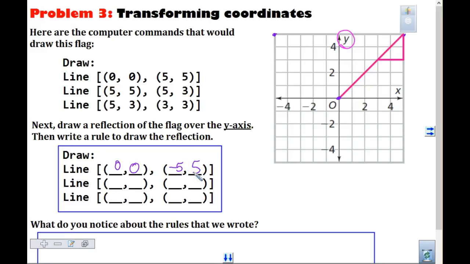Okay? So I now have this part of my flag, right? The flag went down to the point 5, 3. So I have to put this one, these two notice are the same, so this is the negative 5, 5. Where does it have to go down to? To negative 3? Way down here? No, negative 5. Negative 5, 3. And then please tell me the last two. And notice that these two are always going to be the same.